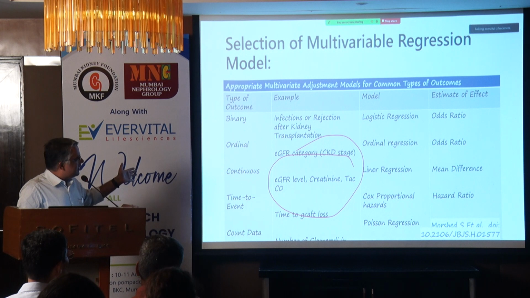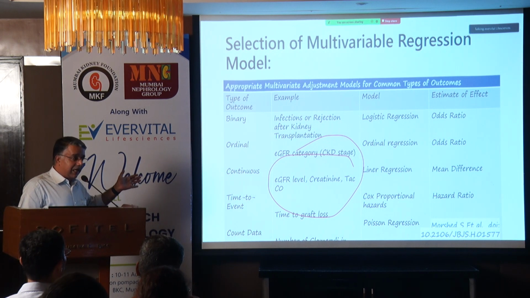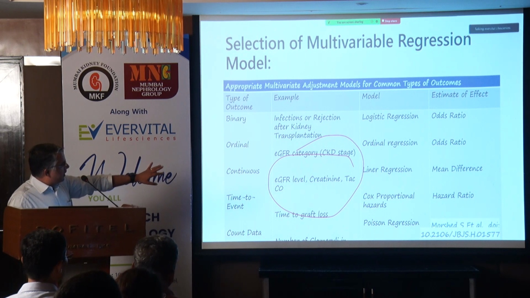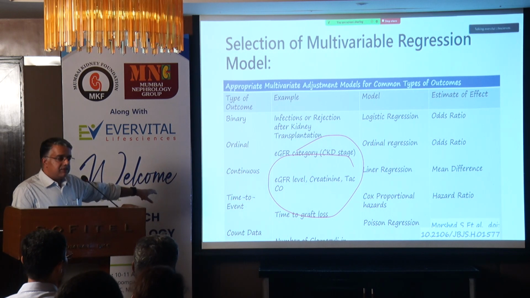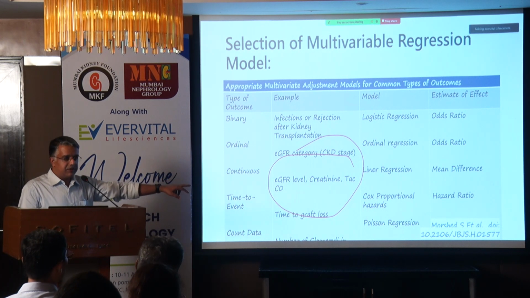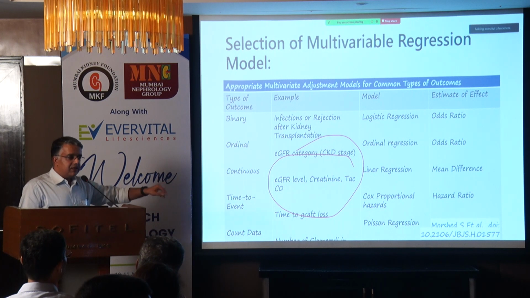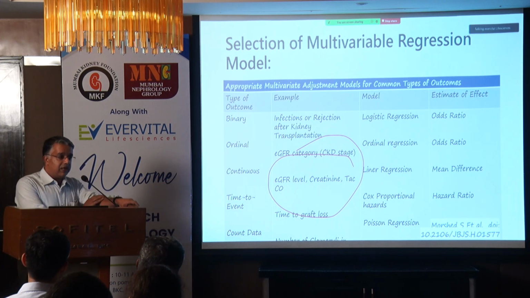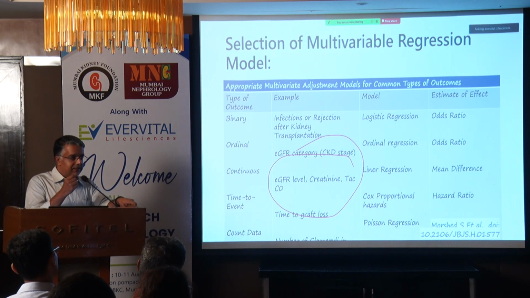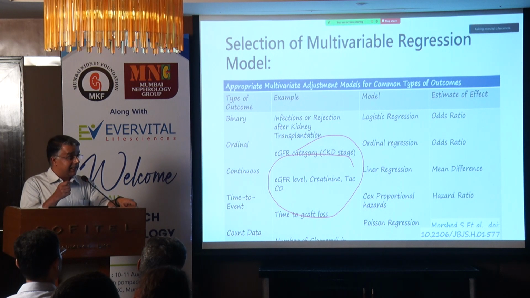Continuous variables like eGFR level, creatinine, TAC levels, you use linear regression and then you show the mean difference. Time to event is when you use the Cox proportional hazard model and then you express it as hazard ratio, right? So when you have survival analysis, you are expressing in terms of time dependent. There you will use Cox regression, whereas here that was what was intended, but the data point used was whether graft was there or not. That is a binary variable. There you should not be using Cox regression.